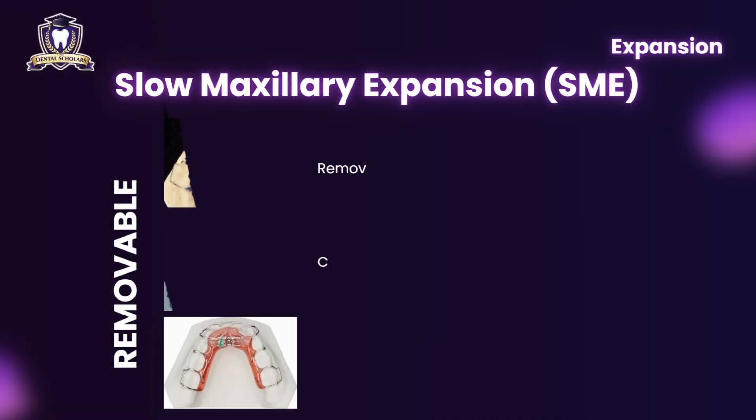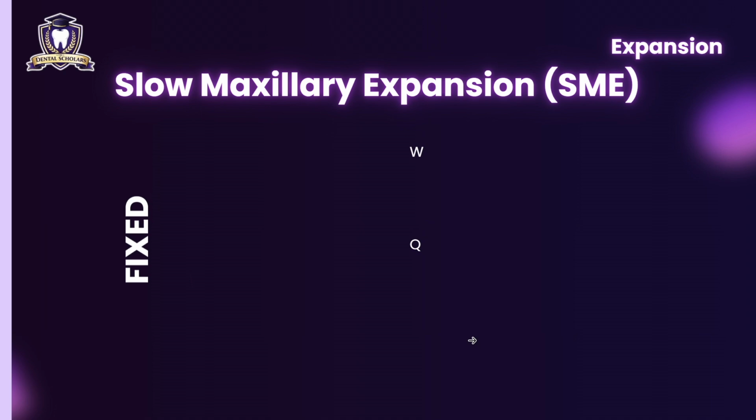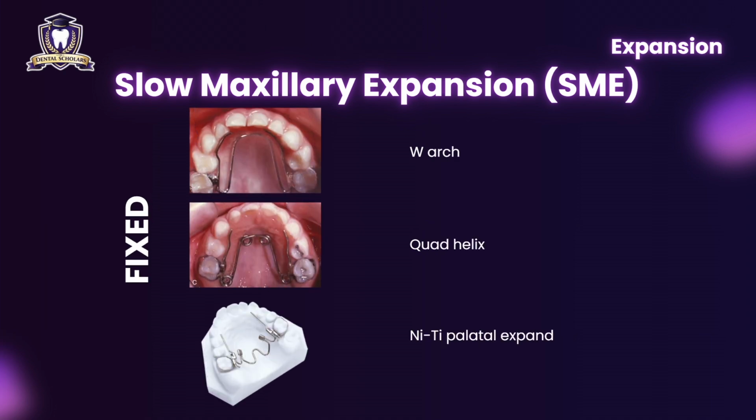Let us start with the slow maxillary expansion appliances. They can broadly be classified into removable and fixed appliances. The removable slow maxillary expansion appliances include removable jack screw appliance, coffin spring, and Schwarz appliance. Fixed slow maxillary expansion appliances include W-arch, quad helix, and Mid-palatal expander.